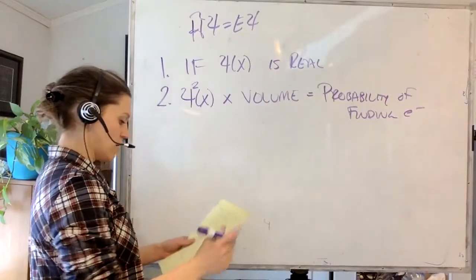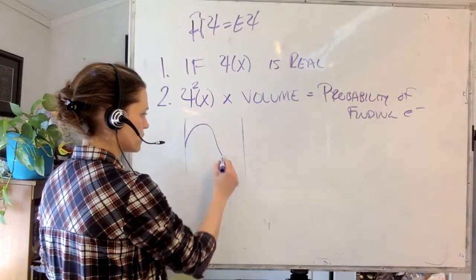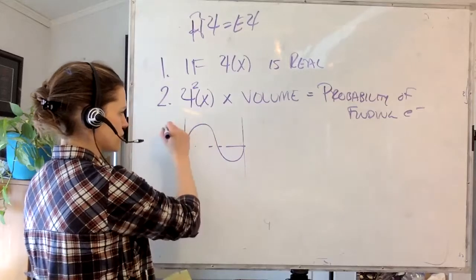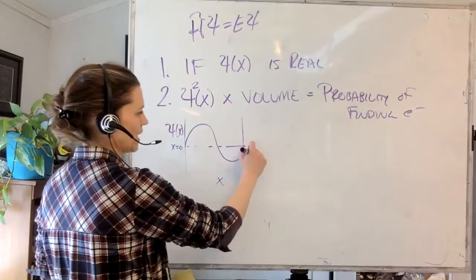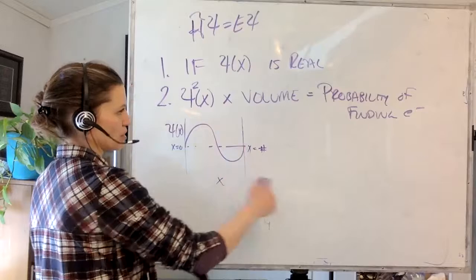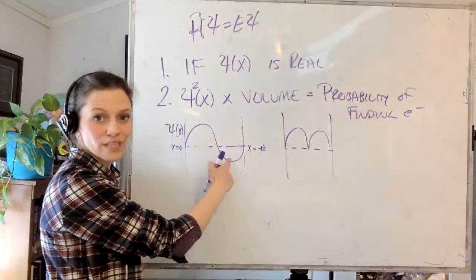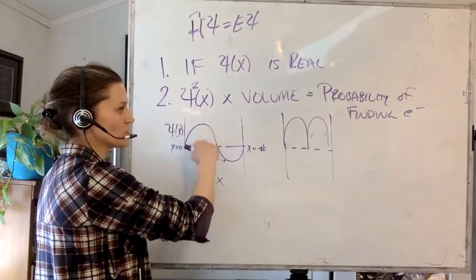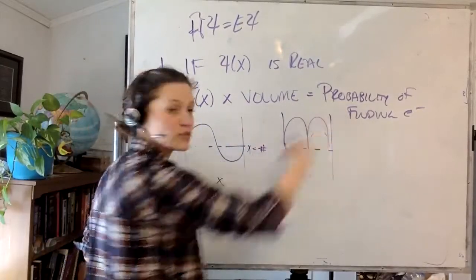Here's a wave function. This is the x-axis, this is x equals 0, and this is x equals some number at some distance away. Psi squared would look like this. If you square this number, it's going to be bigger, and if you square this negative number, it's also going to be bigger, and they're the same value. So it's going to look like two bumps.